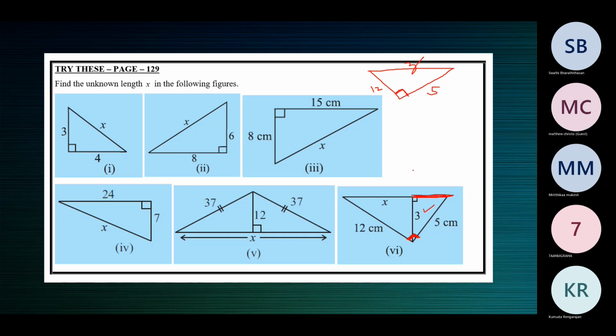Okay. Now I've taken up the outermost triangle, children. The outermost triangle, 12 and 5, and this is 90 degrees. Now please tell me, how do we apply Pythagoras theorem here?